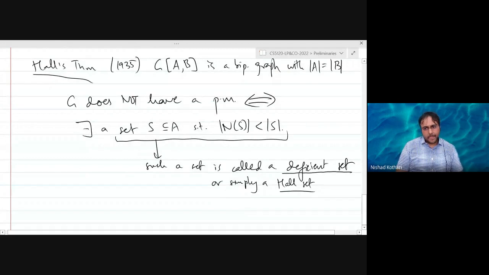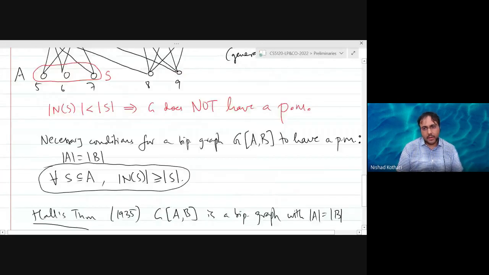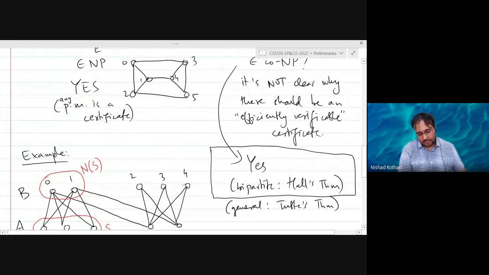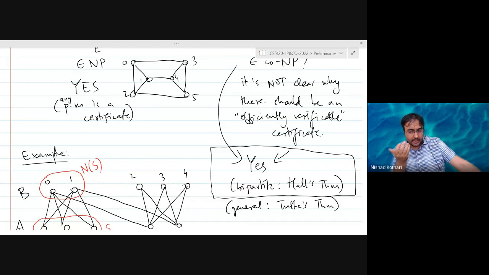Good. Does everybody see why this implies that the problem is in co-NP for bipartite graphs? Now, if you want to convince anyone that a particular bipartite graph does not have a perfect matching, you know there exists a Hall set. Remember, we are not asking about how to find a Hall set. That's the algorithmic question. That does not have anything to do with NP and co-NP. We are just saying that there exists a certificate that implies that the graph cannot have a perfect matching. And Hall's theorem gives you such a certificate.